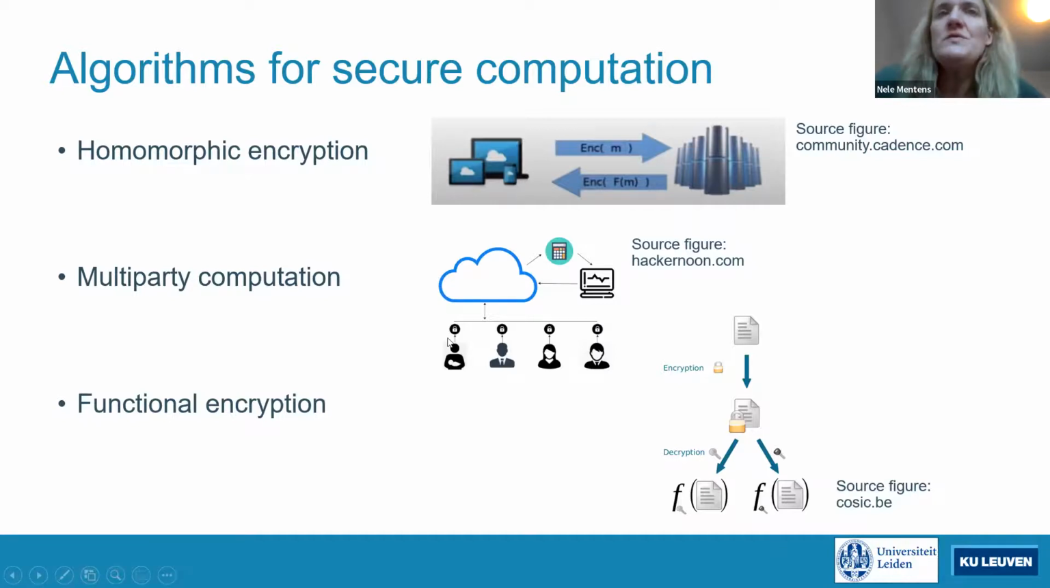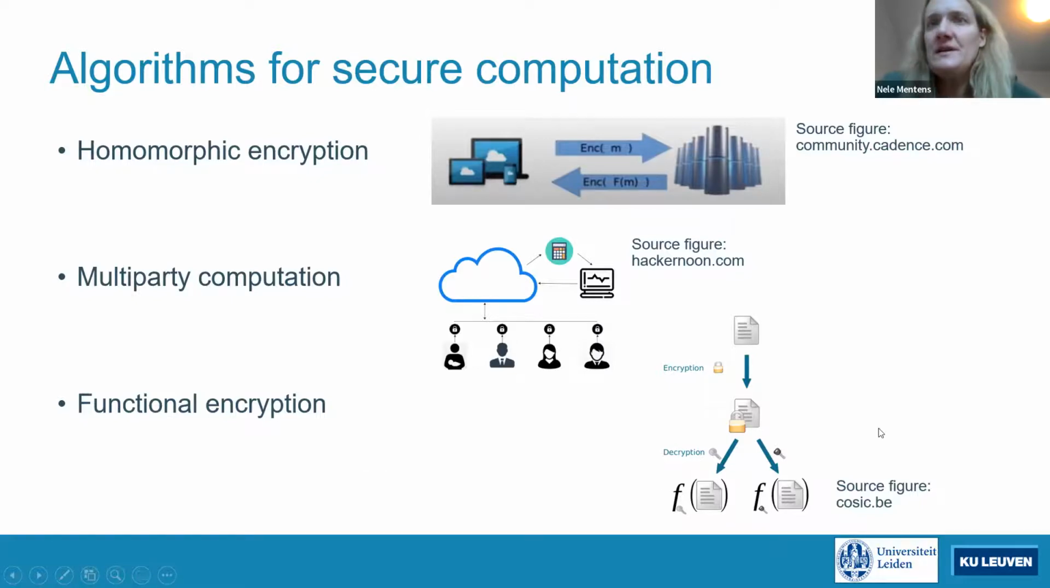And this can also be useful. For example, let's say there are multiple hospitals that want to do some analysis on their patient data, but do not want to share patient data with each other. Then it's possible to, for example, do some computations in the cloud without having to reveal individual data. So multi-party computation makes it possible to still do these analyses or computations without having to reveal individual data.